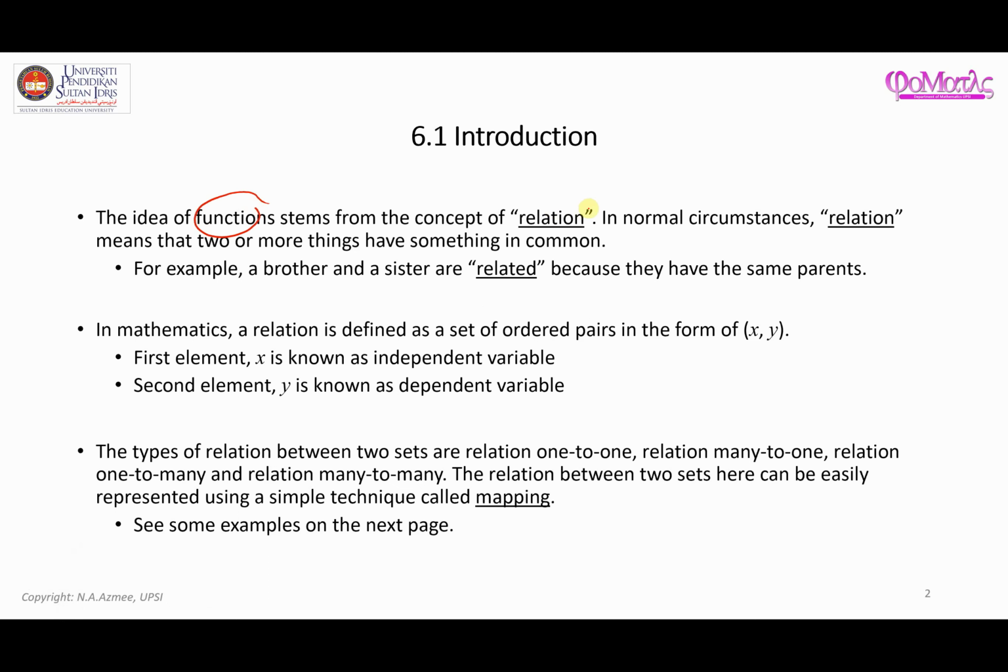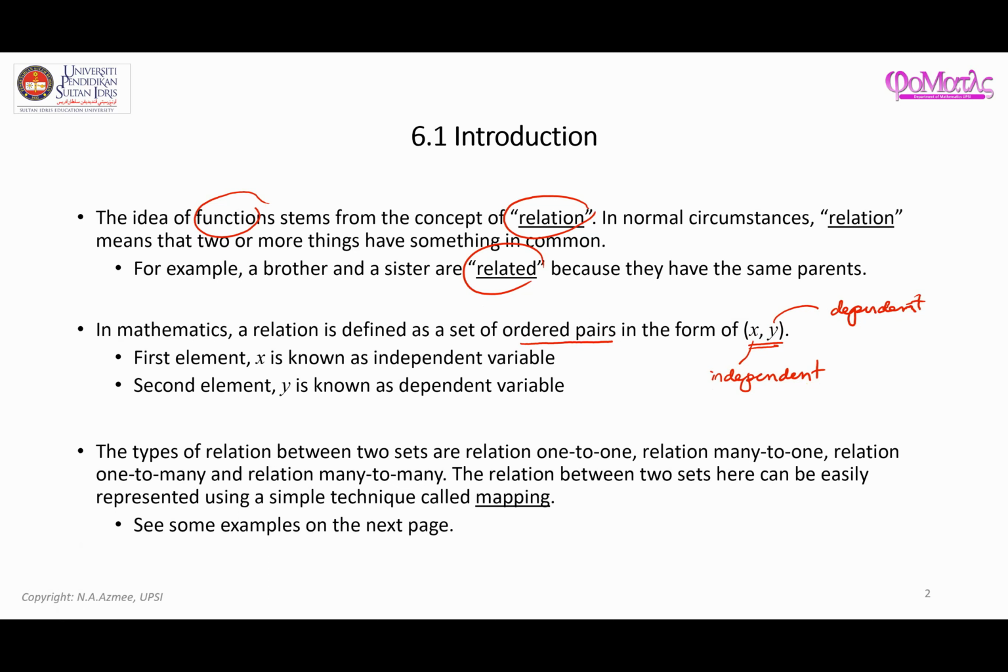a very simple word called relation. Relation means two or more things that have something in common. So in the simple words, in the simple scenario, we can say a brother and sister are related because they have the same parents. In mathematical notation, when you talk about relation, you talk about having ordered pairs in the form of x and y. So x is independent variable and y is dependent variable.